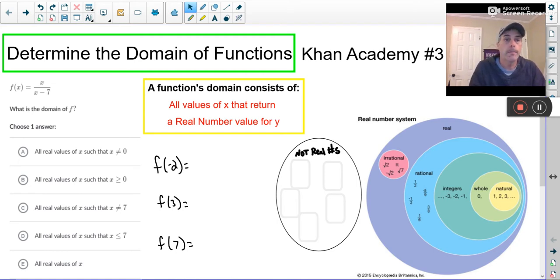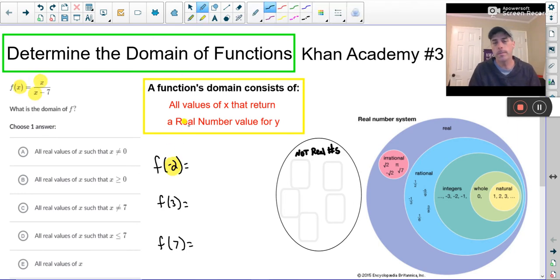So the title is Determine the Domain of Functions. I want you to understand that the main goal of this is to understand that a function's domain consists of all values of x that return a real number value for y. So if you were to substitute in for x a -2, for instance, what would be the output? What would be the value of y, or the output?